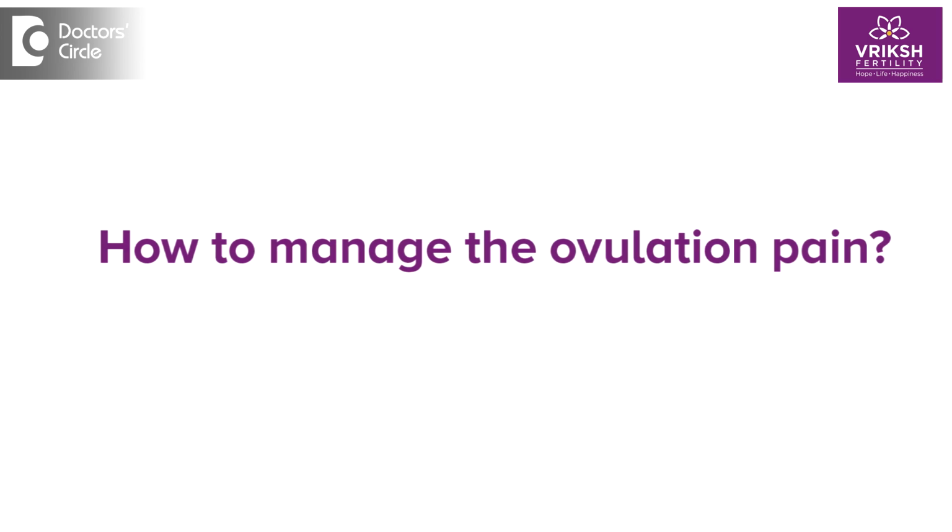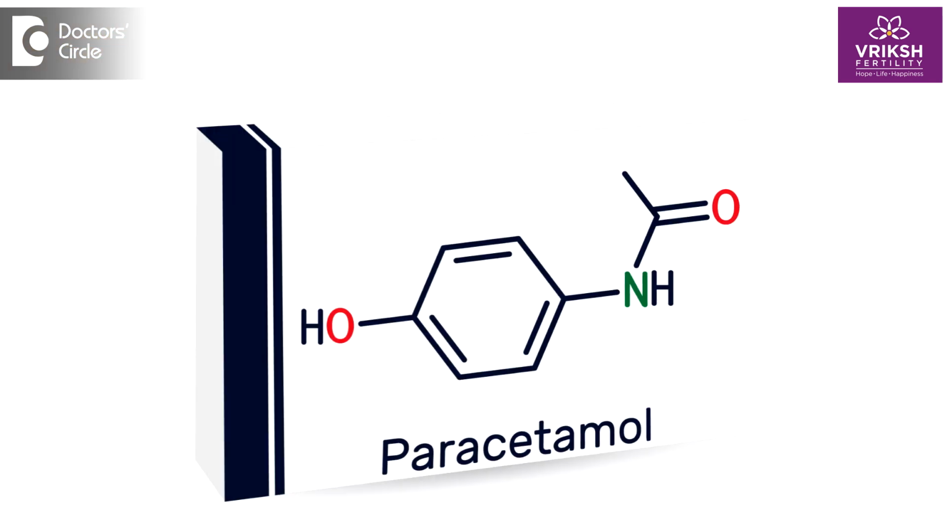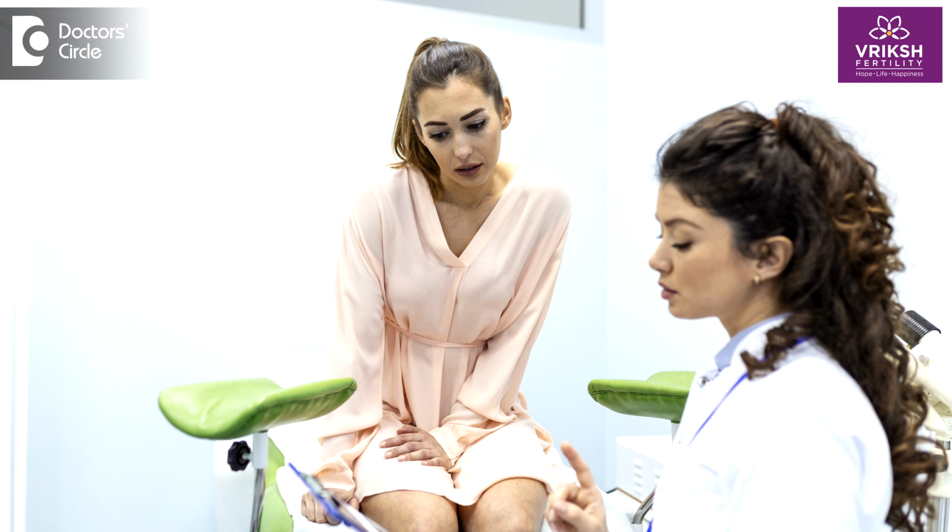How do we manage this ovulation pain? Firstly, you can use heating pads, which are commonly available, on your abdomen or on your lower back. Second, over-the-counter medications like plain paracetamol may sometimes help, but it is always better to take medications after consulting your doctor. Third, stay hydrated. If you're dehydrated, a small amount of pain may tend to look severe. Number four, meet your doctor.